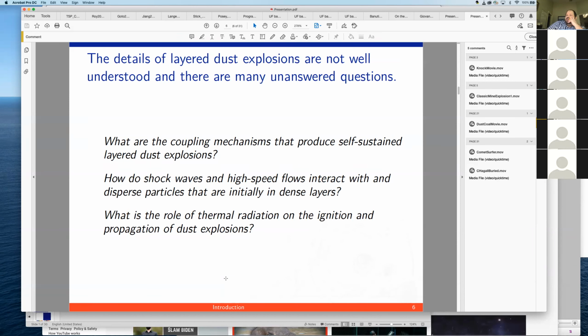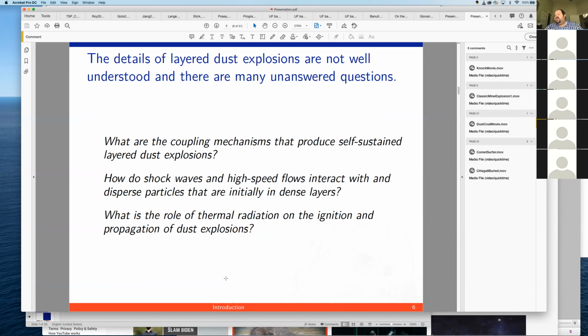And so what we are still doing, what Swagnik is doing, is we're trying to understand the details of how these layered dust explosions tick. They're called layered dust explosions because the dust starts out in a layer on the floor, and there are a whole lot of basic physics questions as to what are the coupling mechanisms that allow a dust explosion to propagate for over a mile. How do shock waves and these ground layers interact? That's a very fundamental multi-phase flow question.